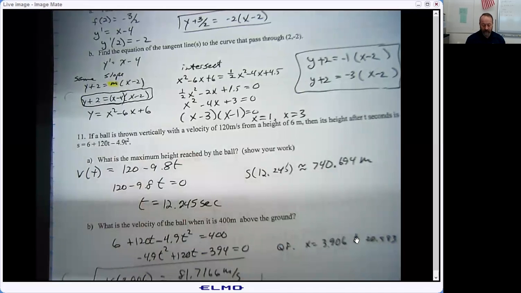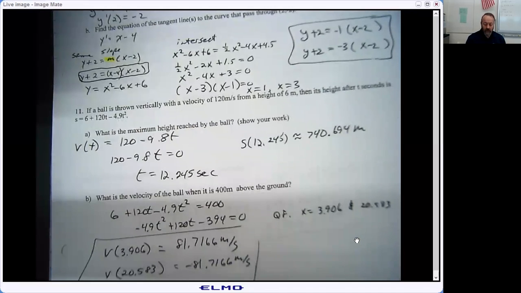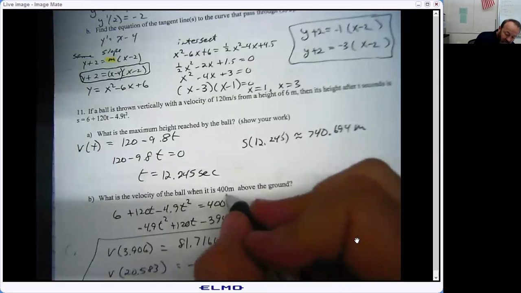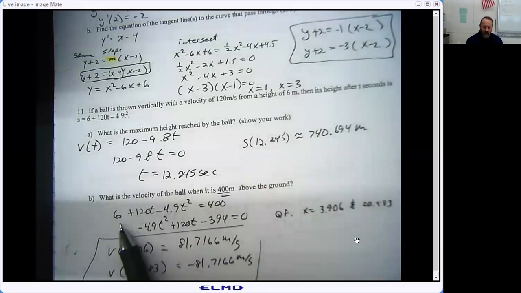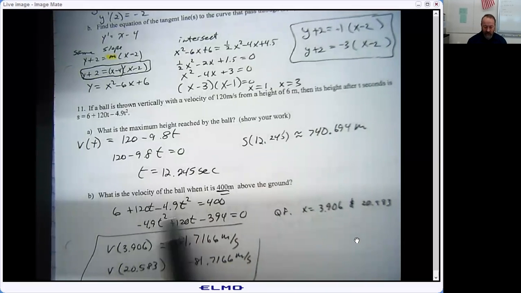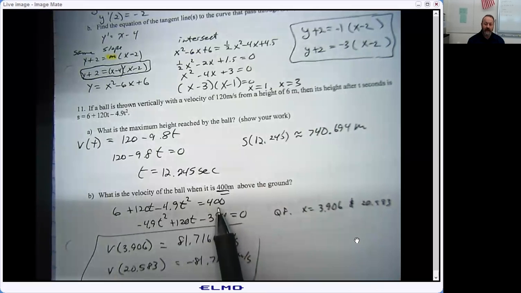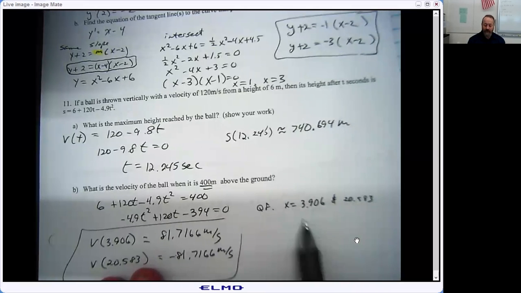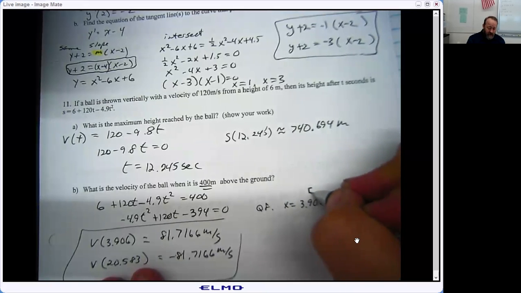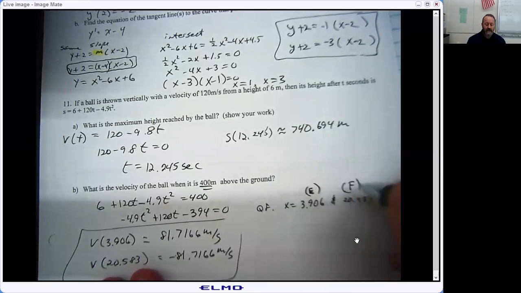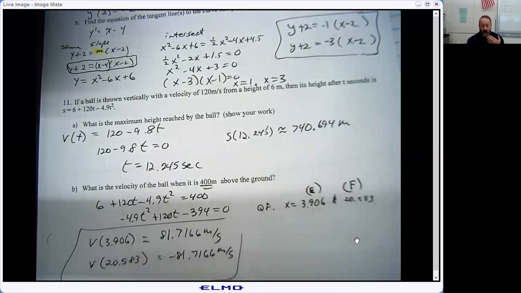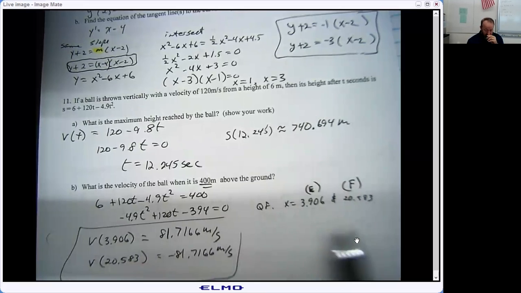Okay, and part B. What's the velocity of the ball when it's at 400? Well, when it is 400 meters, that's a position. So I took the equation of its position and set it equal to 400, and I used my quadratic formula and found these. One thing to note is that part of the design of that program is that E and F are the two answers to the quadratic. So I know where those things happen.